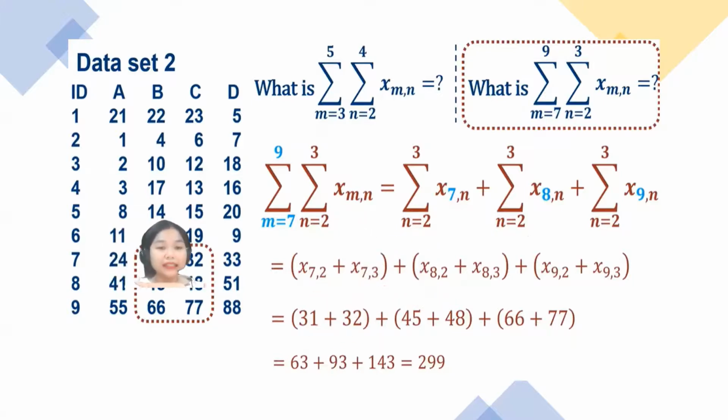So x row 7, column 2 is 31. Then x row 7, column 3 is 32. X row 8, column 2 is 45. X8, column 3 is 48. Then for the 9th row, the last row, x row 9, column 2 is 66. And x row 9, column 3 is 77. So 31 plus 32 is 63. 45 plus 48, it's 93. Then 66 plus 77 is 143. So 63 plus 93 plus 143, it's 299.